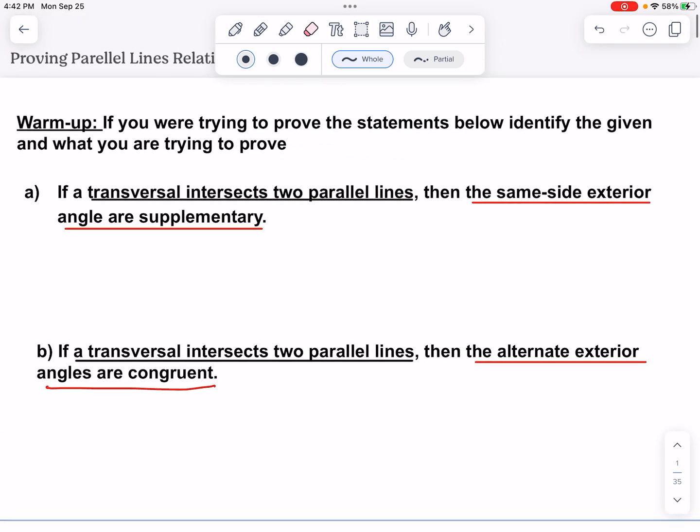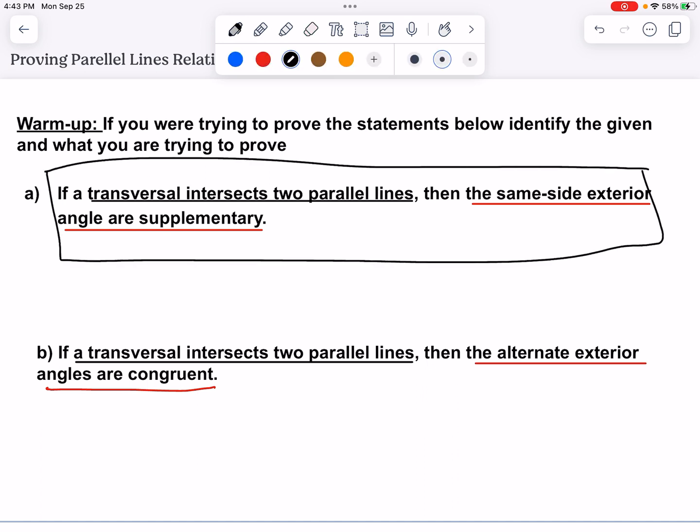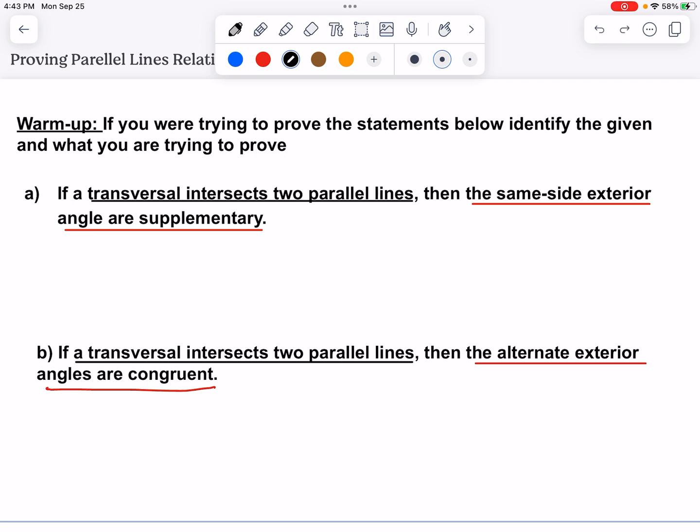To get started, let's start off with talking about how to identify the given and what we're trying to prove from a theorem. So the first theorem is the same side exterior angle theorem. And it says, if a transversal intersects two parallel lines, then the same side exterior angles are supplementary. Okay, so whatever comes after the if is what is given. So this would be the given. We know this to be true.